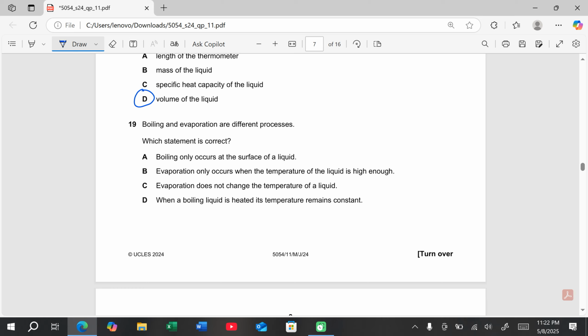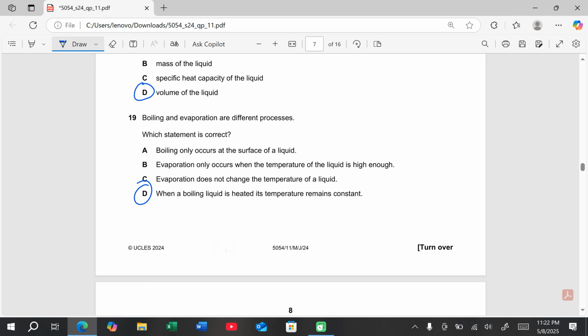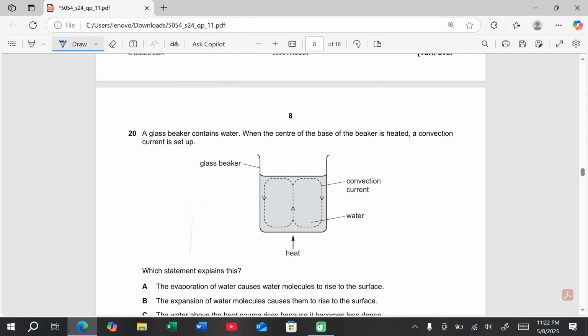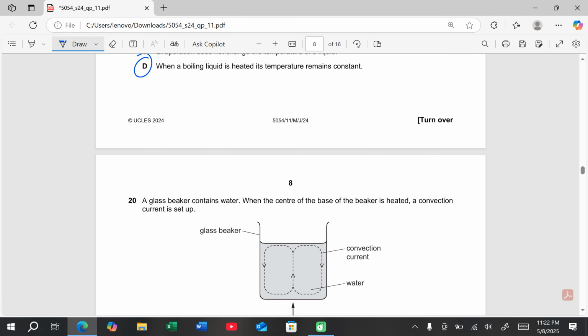In 19 it says boiling and evaporation are different processes. Which statement is correct? Boiling occurs at a surface only, that's wrong. Evaporation only occurs when the temperature of the liquid is high enough, that's wrong. Evaporation does not change the temperature of the liquid, that's wrong again. When the boiling liquid is heated, its temperature remains constant, yes, that's it, because boiling occurs at a fixed temperature.